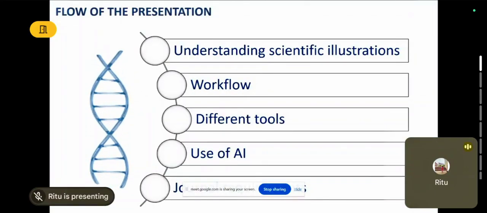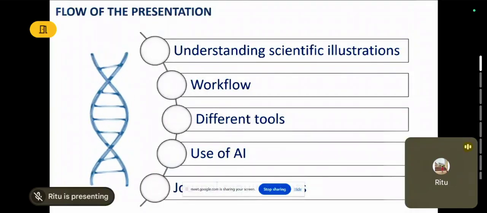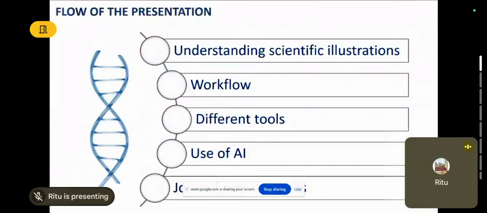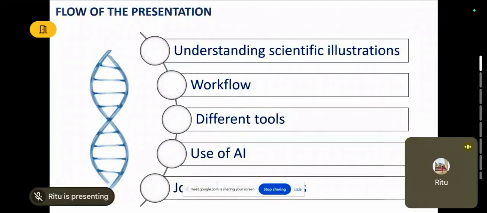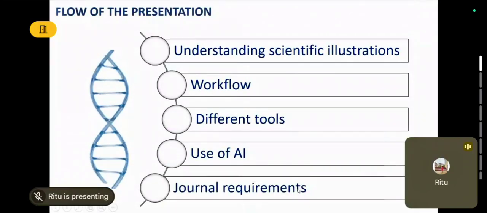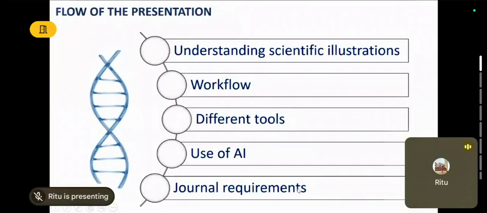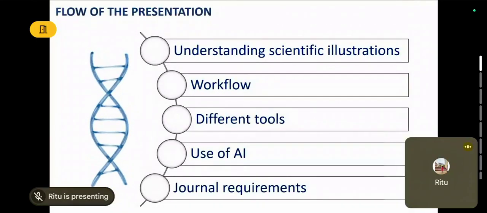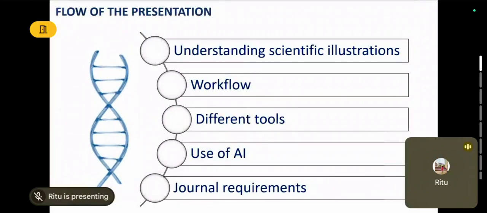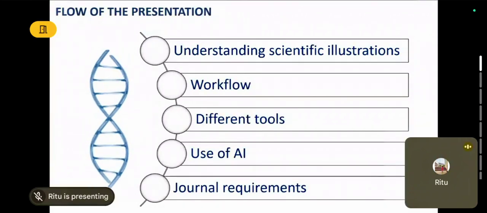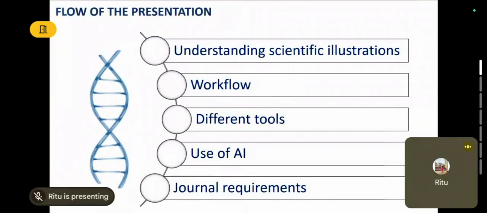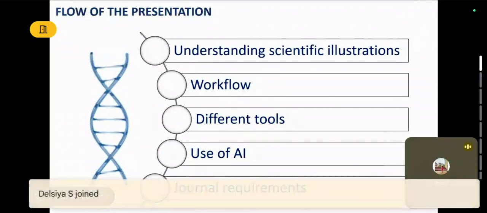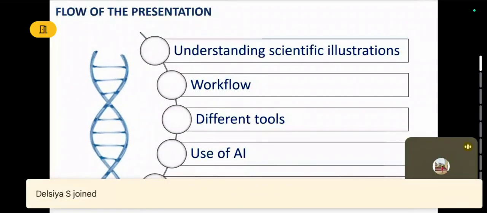I'll be presenting in this flow. First I'll introduce scientific illustration, then what the workflow of your figures is, what the ideal workflow should be. Then I will introduce you to the different tools for figure creation. Then, as this generation is proceeding to AI, how we should use AI to create figures, and some journal-specific requirements for figures, which are mostly common in all publication types.